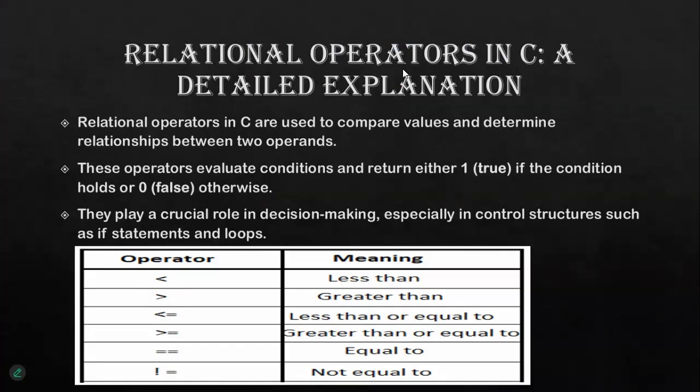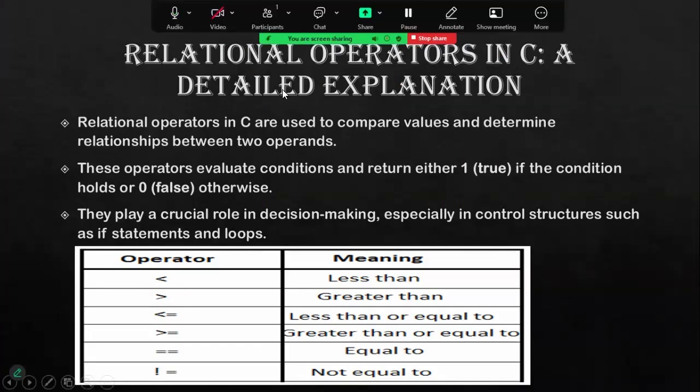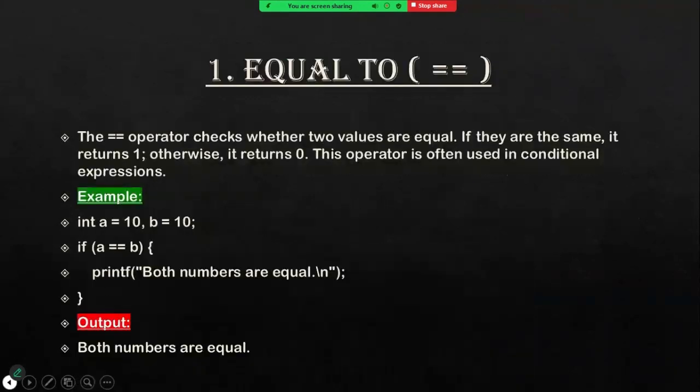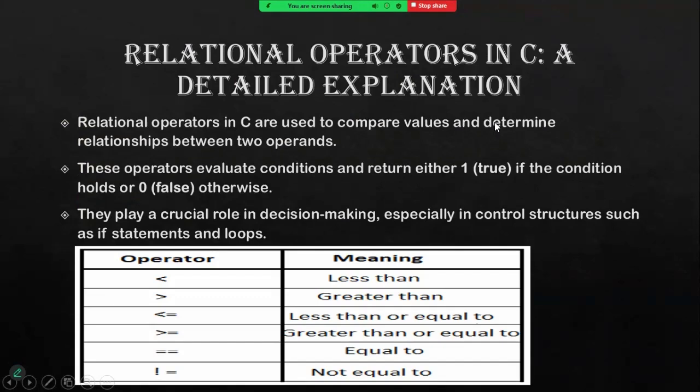So what are relational operators in C? Relational operators in C are used to compare values and determine relationships between two operands. They are used to compare two values and determine the relationship between two operands. Operands are what? Operands are values.